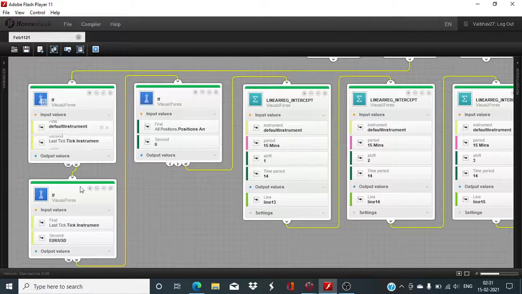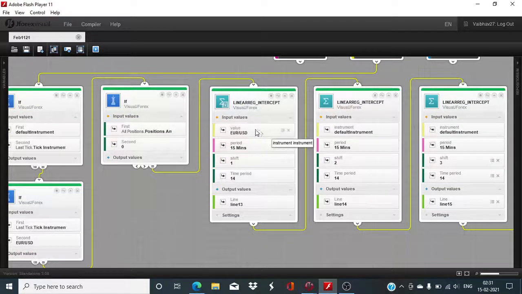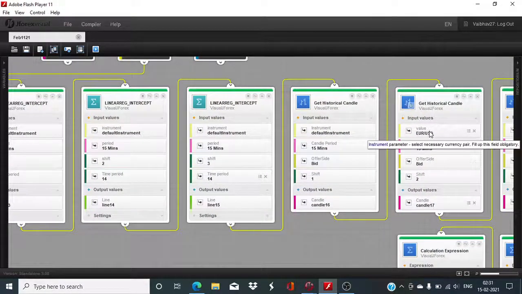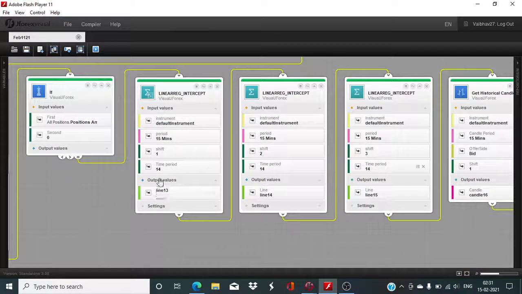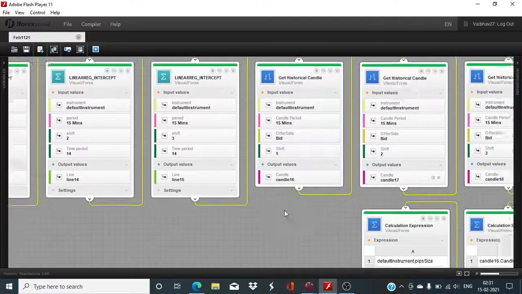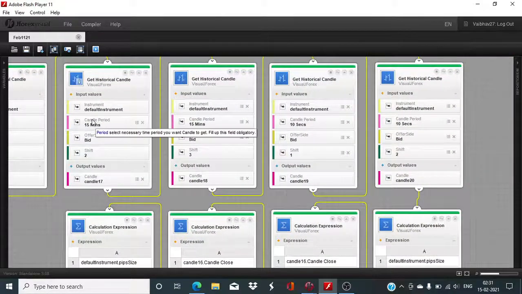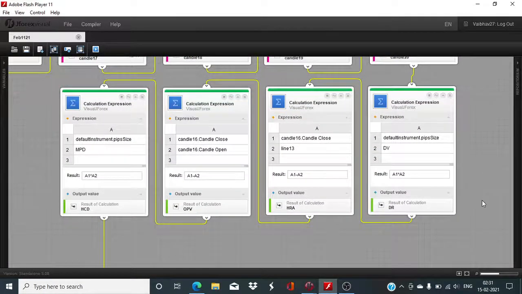So far, the instrument subscription has been done. The instrument of choice for this algorithm is EUR/USD, so all these default instrument variables are going to use the EUR/USD. And then I had got these linear regression intercept blocks and the historical candles of 15 minutes each, as well as 10 seconds to pinpoint the exact entry and exit points.